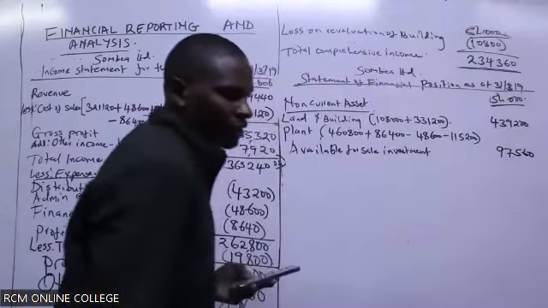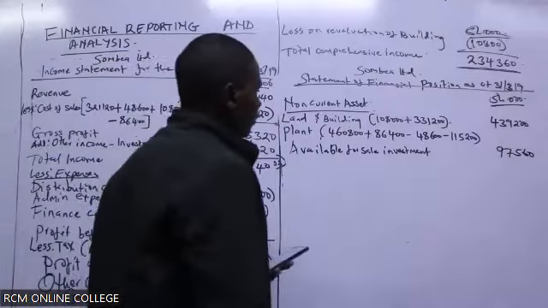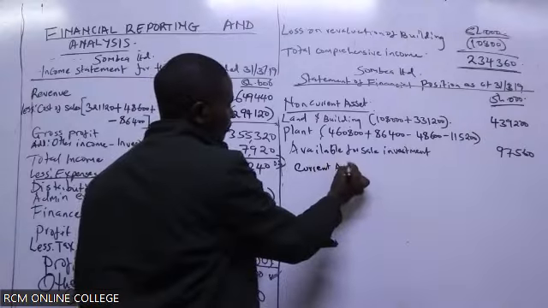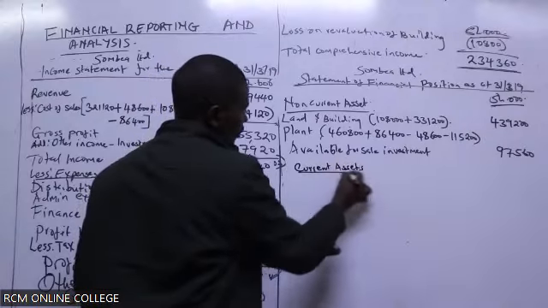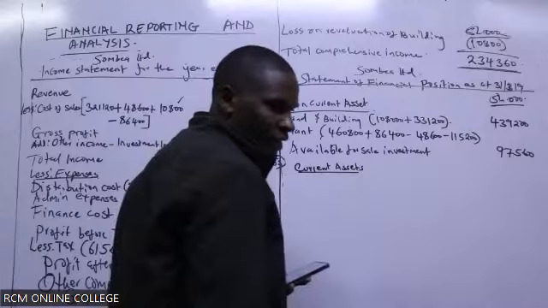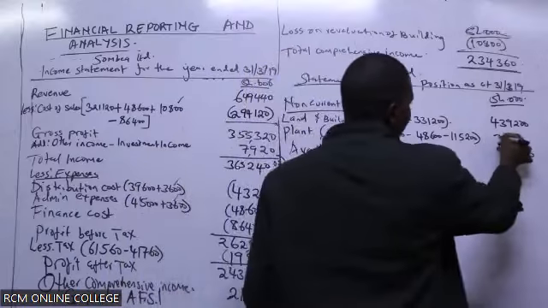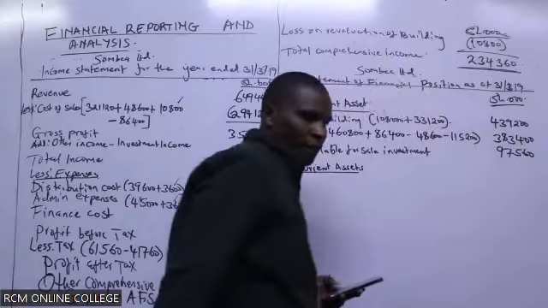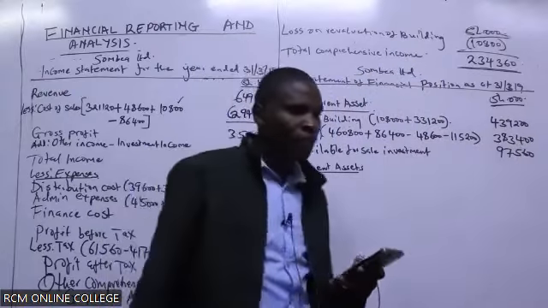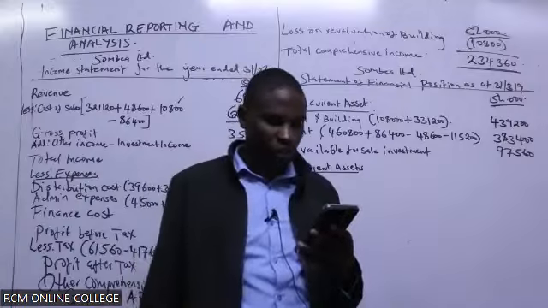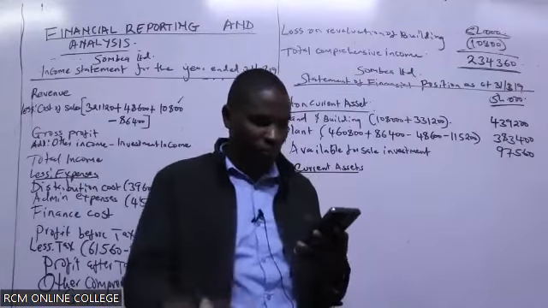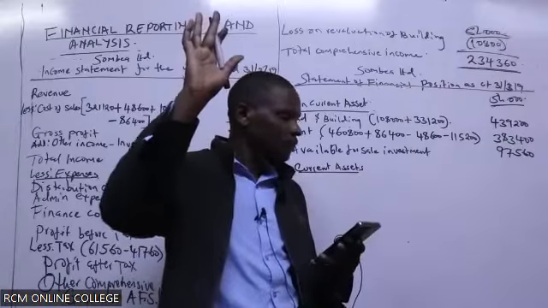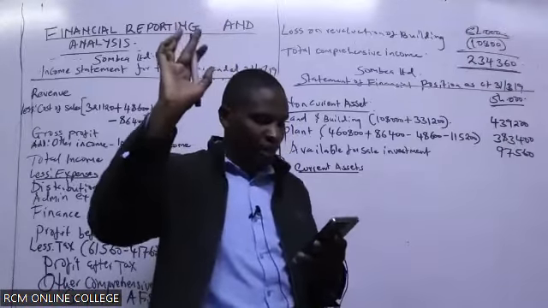How much is our plant valued at? 383,400. Somebody to confirm what Edward is giving us. Edward Ayeko is giving us 383,400. Asante. Then class, we go to the current assets.